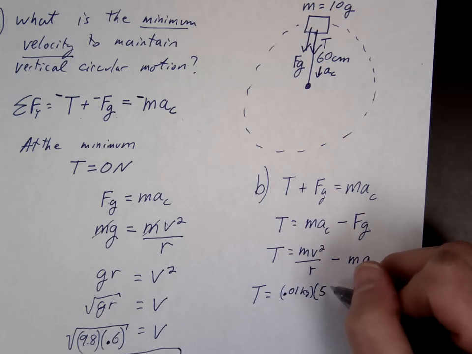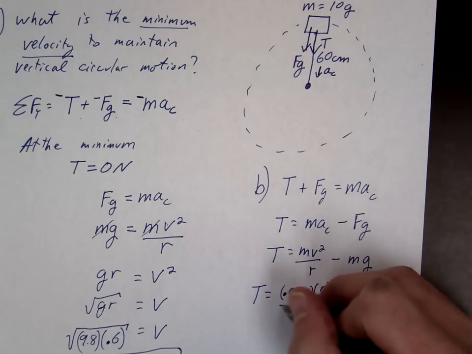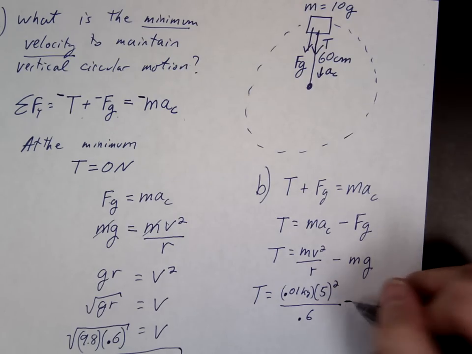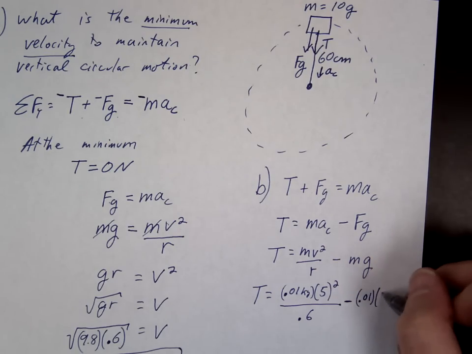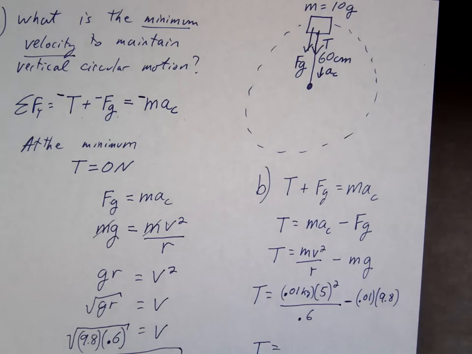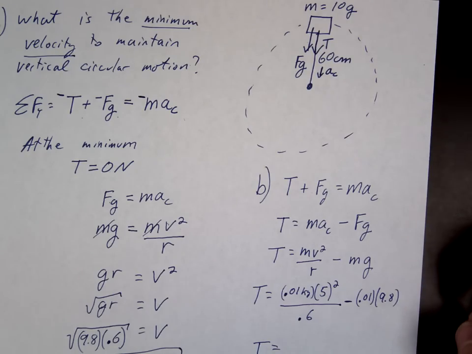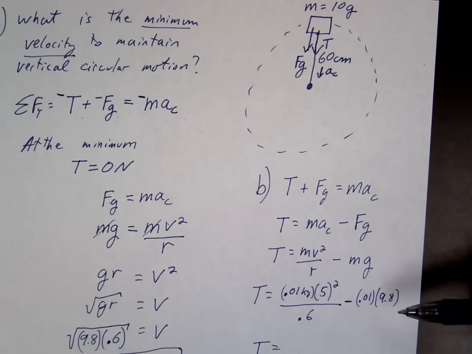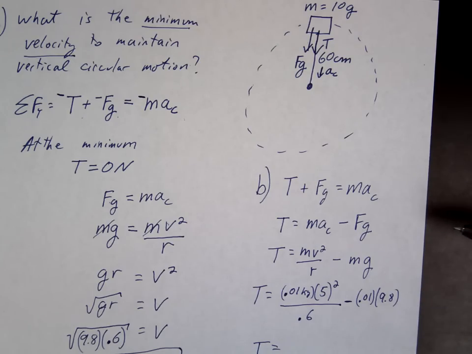What did I say it was? 5? 0.6 minus 0.01 times 9.8. You're probably not going to get a big number because the mass was so small. It's only 10 grams, right? It's probably a half or something.